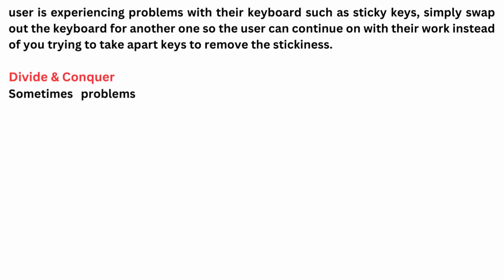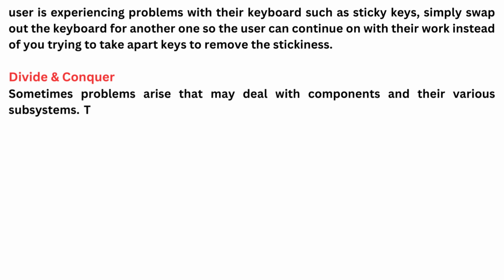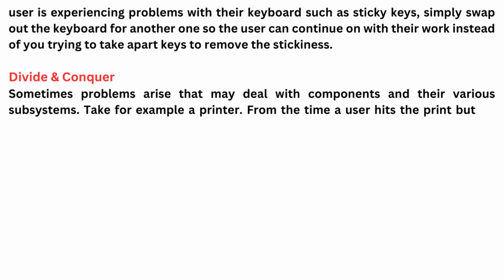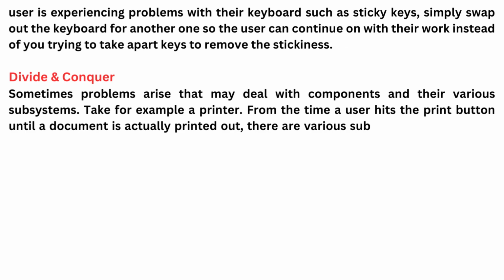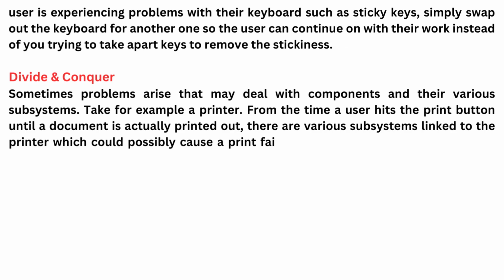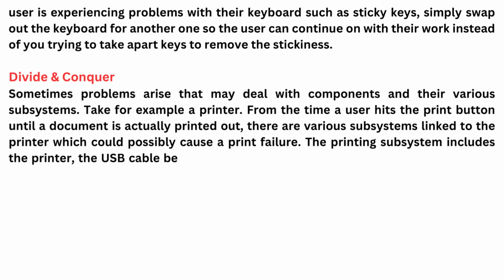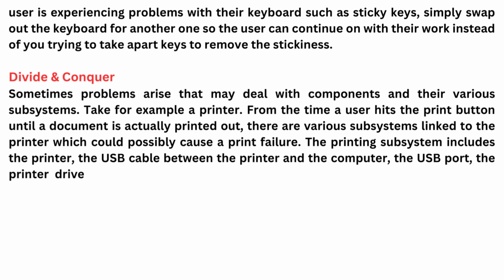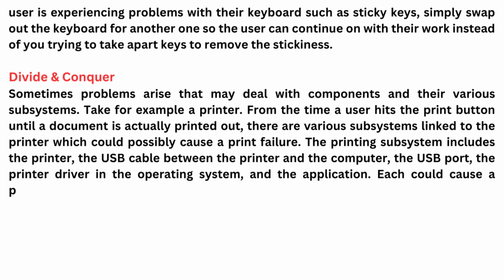Divide and conquer. Sometimes problems arise that may deal with components and their various subsystems. Take for example a printer. From the time a user hits the print button until a document is actually printed out, there are various subsystems linked to the printer which could possibly cause a print failure. The printing subsystem includes the printer, the USB cable between the printer and the computer, the USB port, the printer driver in the operating system, and the application. Each could cause a problem.